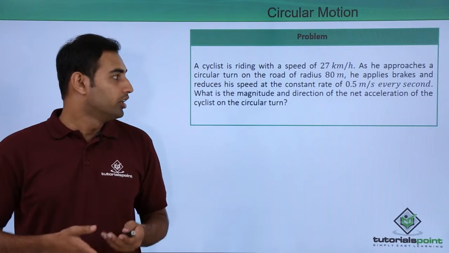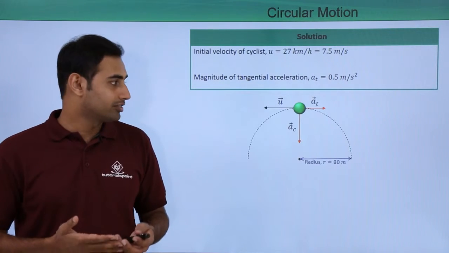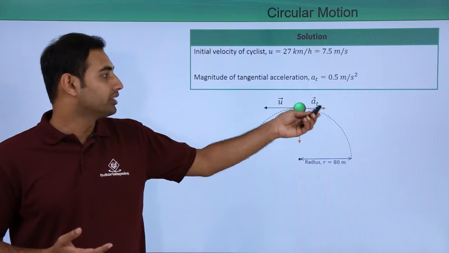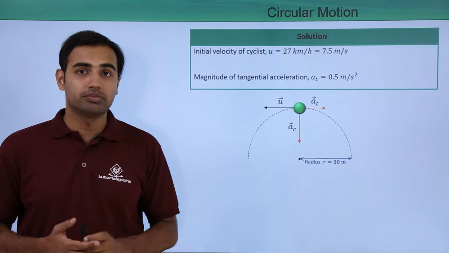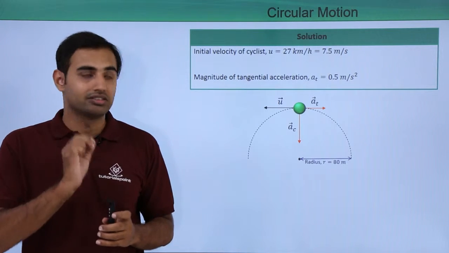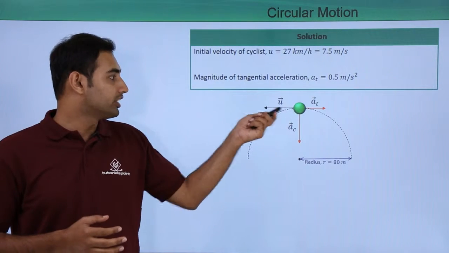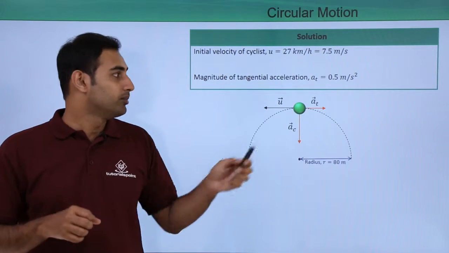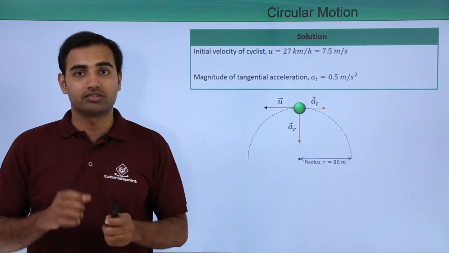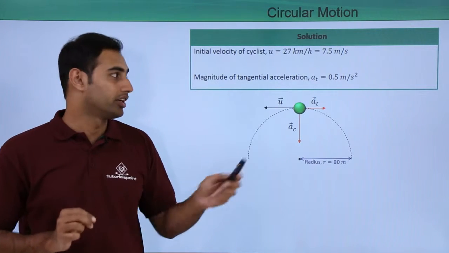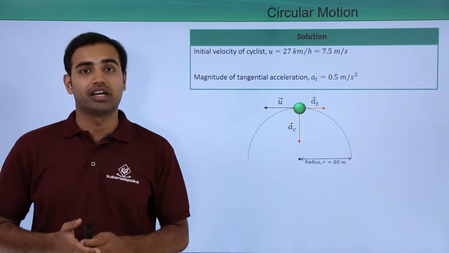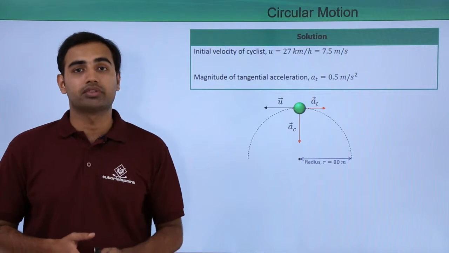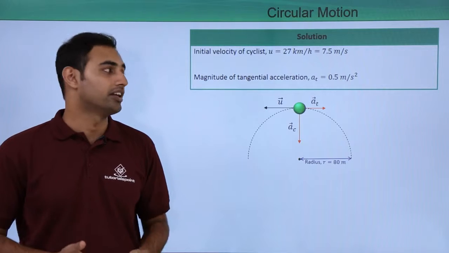So first of all, we'll visualize the motion of the cyclist along the circular turn. Let's say this is the circular turn and the cyclist was negotiating the turn like this. This green spot is the position of the cyclist at this instant of time. Now clearly if his velocity is u in this direction and he has applied brakes, there should be a tangential acceleration slowing its instantaneous velocity down, and it should act in the opposite direction of its instantaneous velocity. So this direction clearly becomes the direction of tangential acceleration AT.